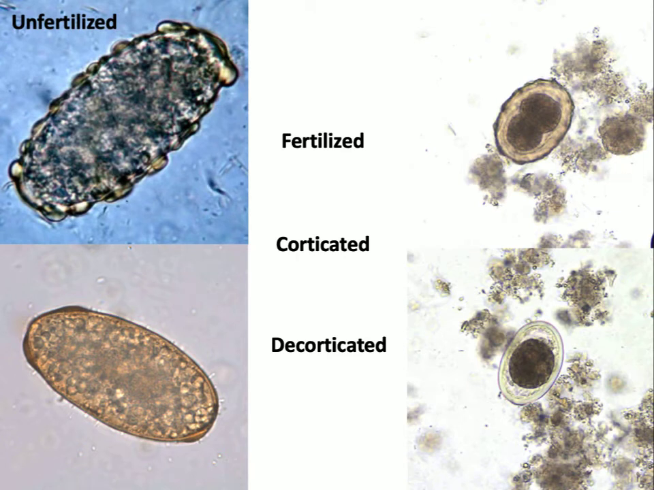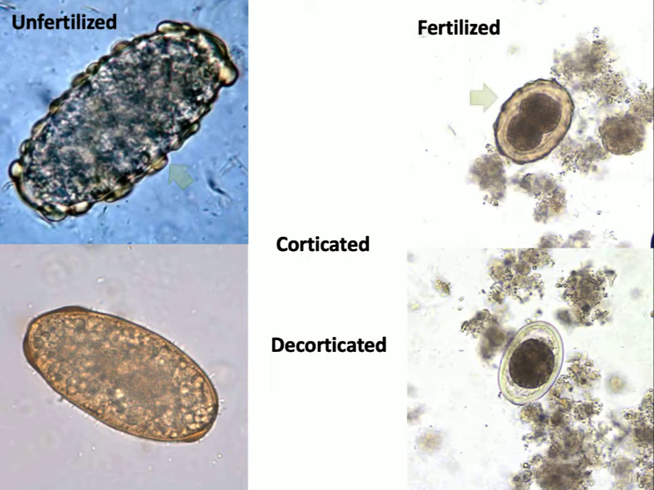So both the top and the bottom eggs on the left are considered unfertilized, and it should kind of make sense because we have seen unembryonated eggs before that look kind of messy inside because they haven't really started to form that organism. Whereas on the right, we have fertilized eggs. So you can see sort of the ball of cells that has been created after fertilization.